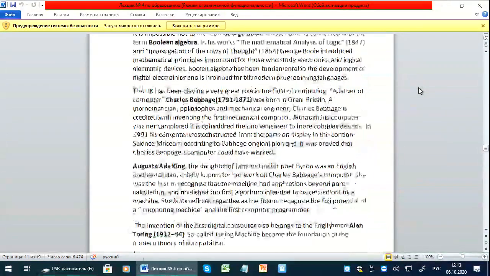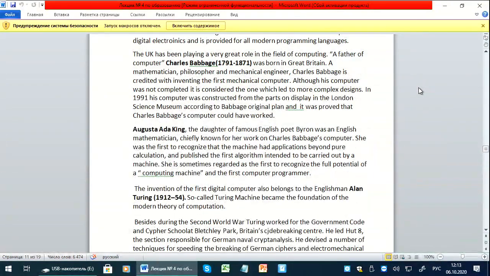She is sometimes regarded as the first to recognize the full potential of a computing machine and the first computer programmer. The invention of the first digital computer also belongs to the Englishman Alan Turing, who lived from 1912 to 1954. He did not live long. The so-called Turing machine became the foundation of the modern theory of computation.